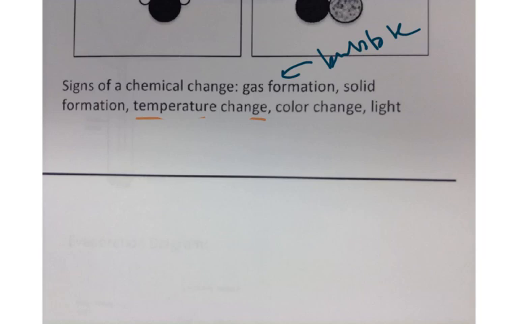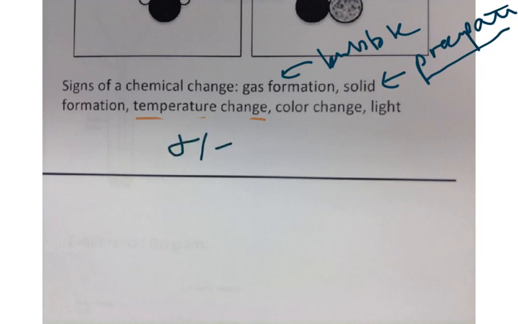The solid formation, it's really important to know what happens with this. It's called a precipitate. We did talk about this a little bit earlier during our mass change lab, and a precipitate is where you have a solid coming from two liquids. A lot of times it just looks a little cloudy to you. Temperature change can be either positive or negative, so it can go hotter or colder. Color change, you notice maybe it goes from clear to red or whatever. And light, obviously you should see light being produced.